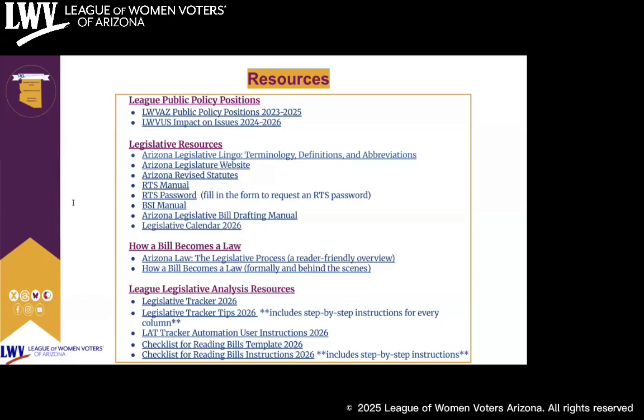And education is actually a great example of, we had a very limited education public policy position for a number of years on the AZ side. And a couple of years ago, there was a concerted effort that went through the whole public policy study process. And we have an incredibly extensive education public policy position. We never need to go beyond that one. I can't imagine the US one is nearly as robust as ours is, but you can always use both of those. And the last category, the League Legislative Analysis Resources, those are all kinds of things that you can look at to help you navigate the process.